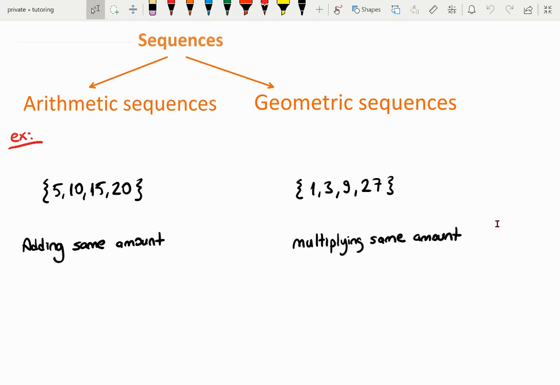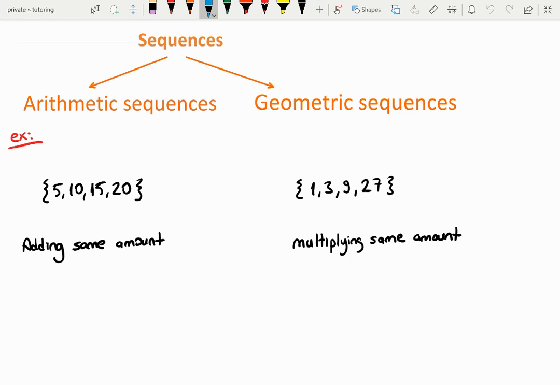Okay, let's talk about sequences. So there are two types of sequences: arithmetic sequences and geometric sequences. So what is the difference between them? Let's examine them in an example.